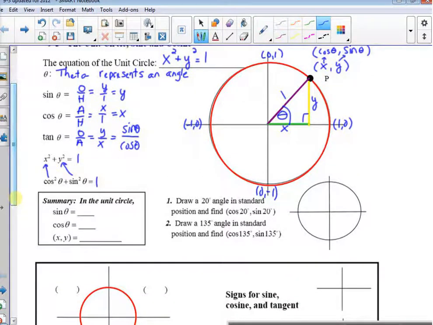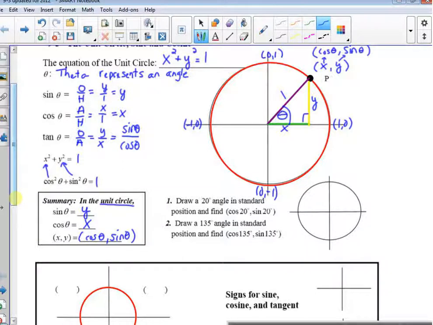Okay, so summary, in this unit circle then, sine theta is equal to y. And remember, this is only in the unit circle when the radius is 1. Cosine theta is equal to x. X comma y we replaced with cosine theta comma sine theta.